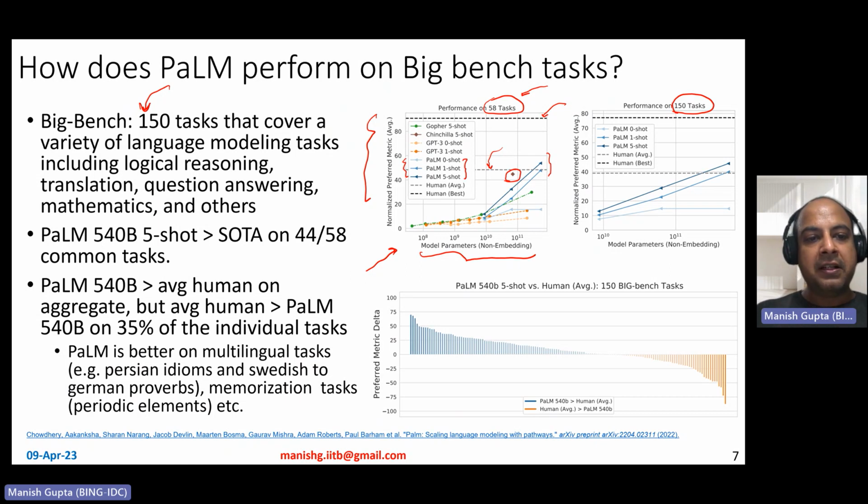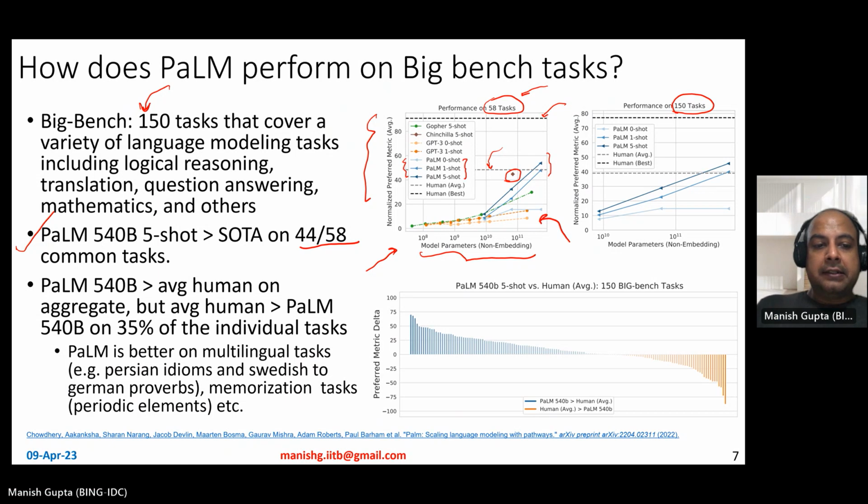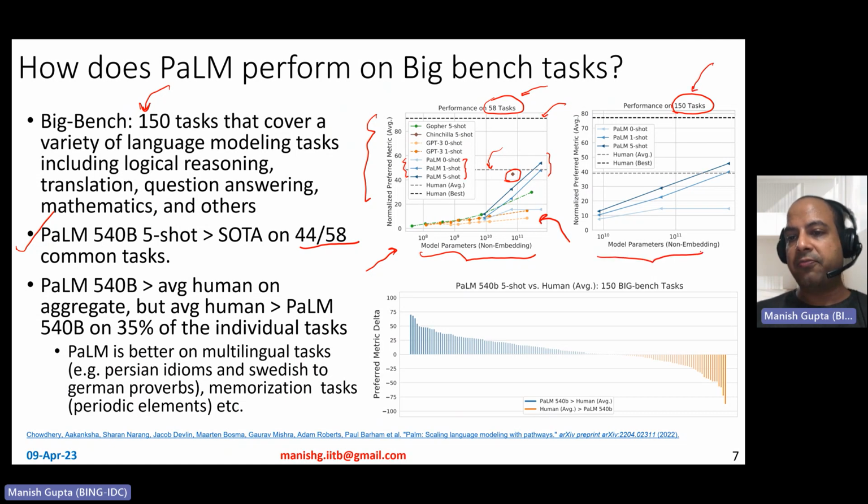PaLM 540 billion 5-shot is better than the state-of-the-art model on 44 out of 58 common tasks. This is the average across all those 58 tasks, but if you take 44 of those tasks, the PaLM model is actually better than the state-of-the-art. Also, if you look at the 150 task results, as you increase the number of parameters, the PaLM model of course gets better. In fact, the 540 billion parameter model is actually better than an average human.